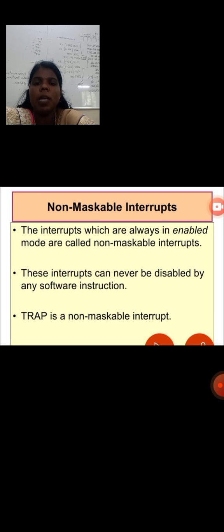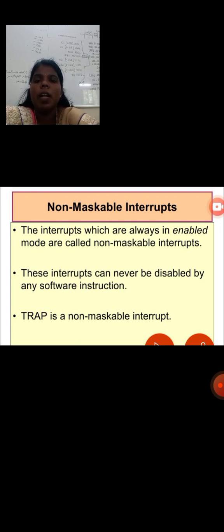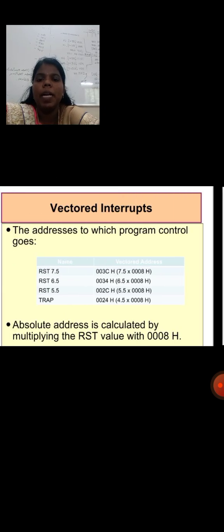Next, non-maskable interrupt. Non-maskable interrupts are always in enabled mode. That is called a non-maskable interrupt. These interrupts cannot be disabled or enabled by any software instruction. The example for this non-maskable interrupt is TRAP. TRAP is a non-maskable interrupt.